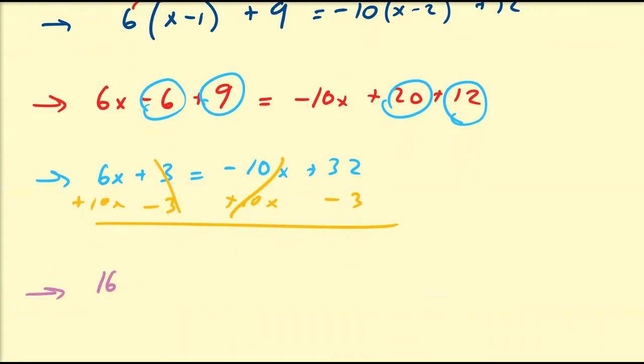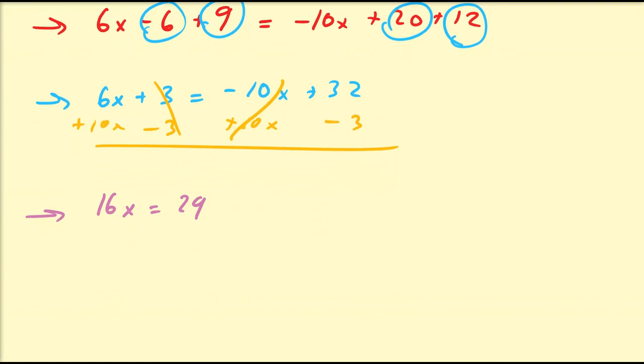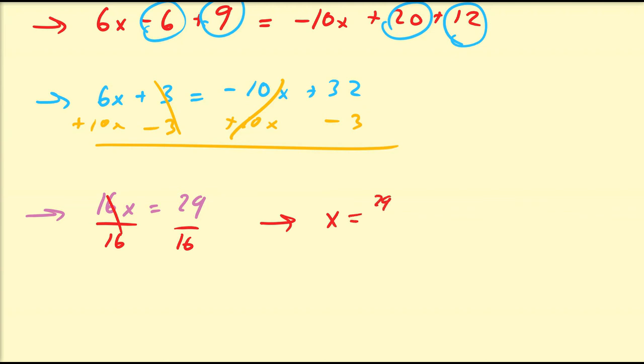So this is going to give us 16x is equal to 32 minus 3, which is 29. And then from here I can finish the problem by dividing both sides by 16. So I get that the final solution is 29/16 as an improper fraction. And these are just some strategies that you can use in order to solve linear equations.